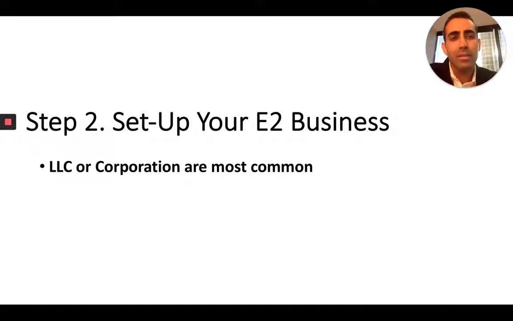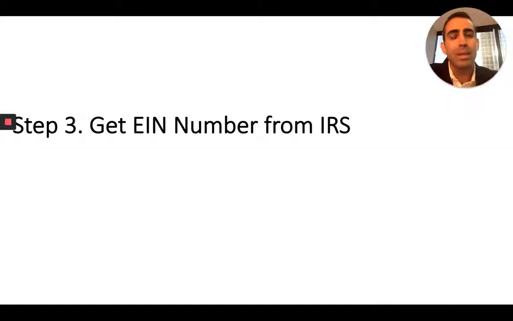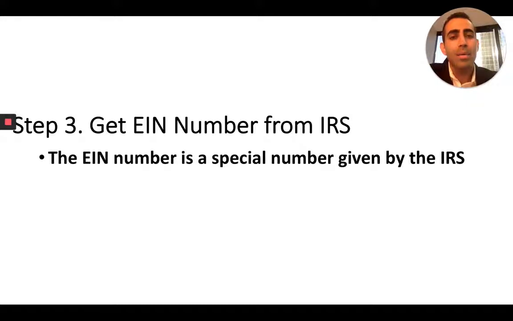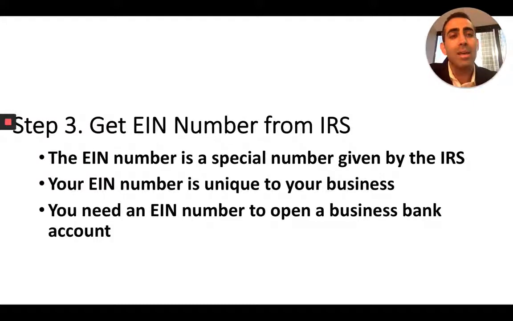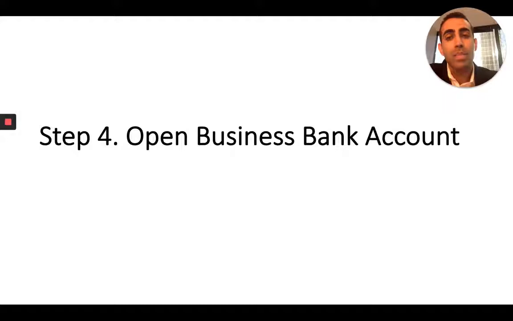Anyways, after that's done, the next step is to get your EIN number from the IRS. The EIN number is a special number given by the IRS, and it's unique to your business. And the EIN number is going to be necessary to open your business bank account. And that brings me to my next step. Step 4 is to open your business bank account. You're going to need a separate business bank account just for your E2 business.